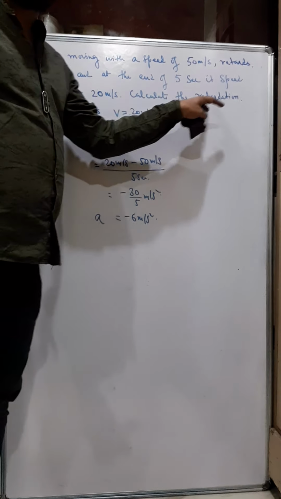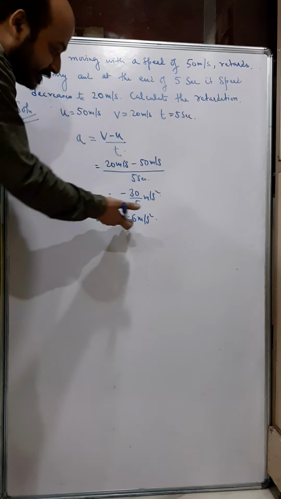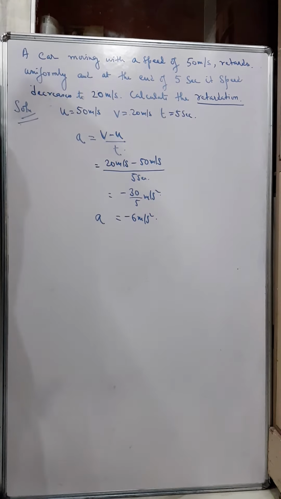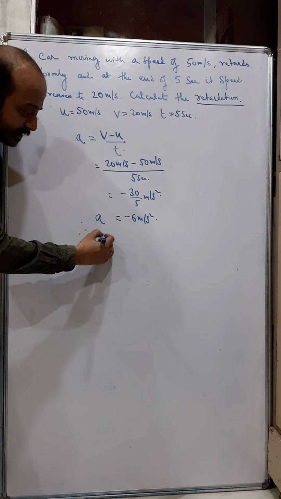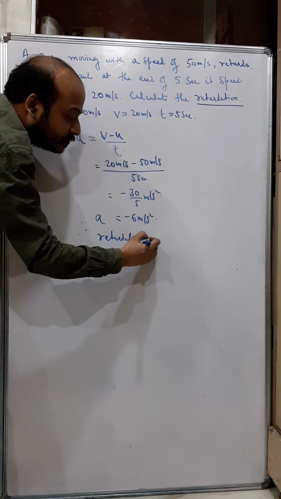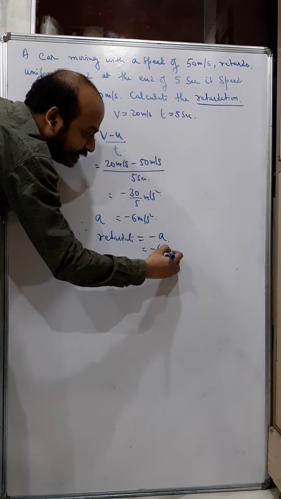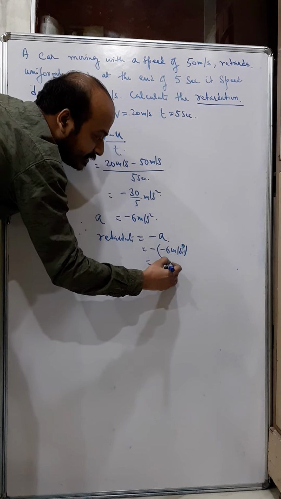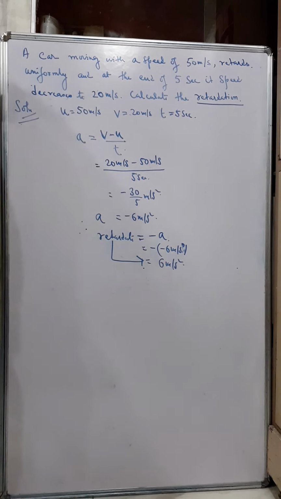But they didn't ask you acceleration, they actually asked you the retardation. Now if they told you what is the acceleration, then my answer will be minus 6. But since they have used the word retardation, so now acceleration negative means retardation is 6. So I can say retardation, then I have to write this step. Retardation means negative acceleration. So I will write like this, minus of minus 6 meter per second square, and that means it is 6 meter per second square. So finally I can say that the retardation is 6 meter per second square.